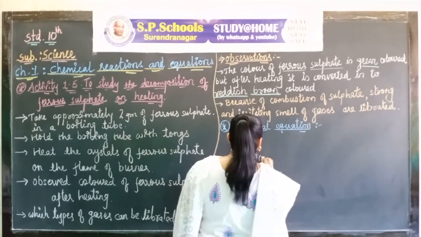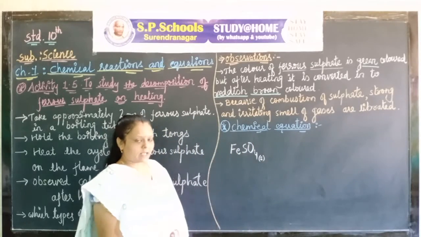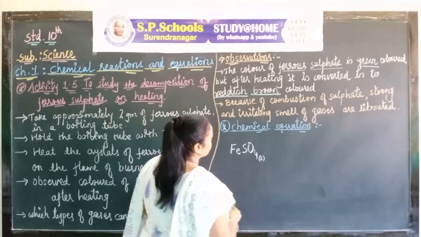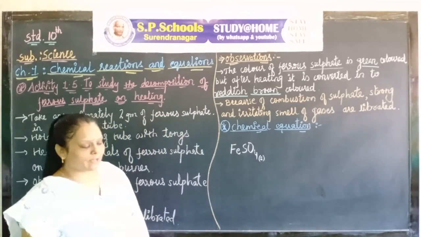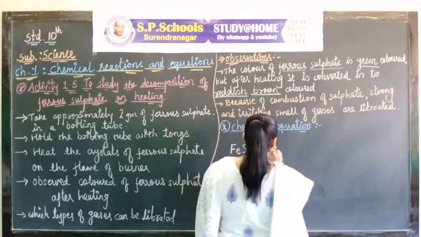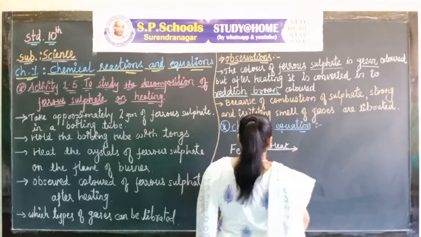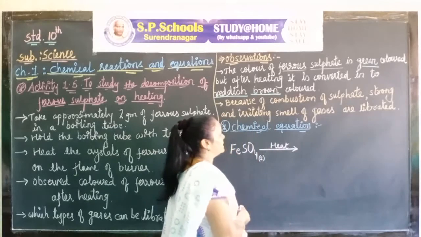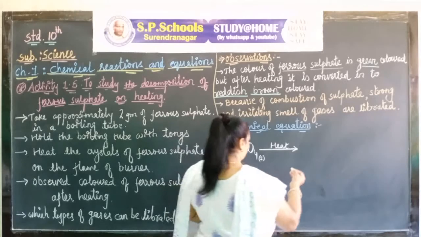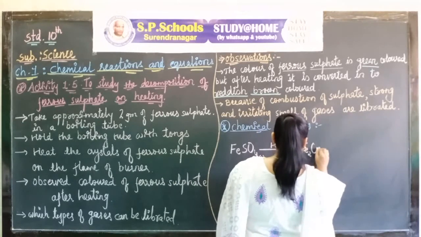Ferrous sulfate is in crystal form, so we take the physical state for this, and this is small s. When we heat it, ferrous sulfate is converted into ferric oxide, which is called Fe2O3.